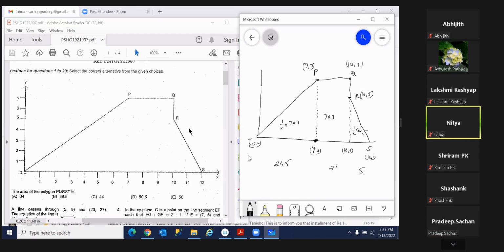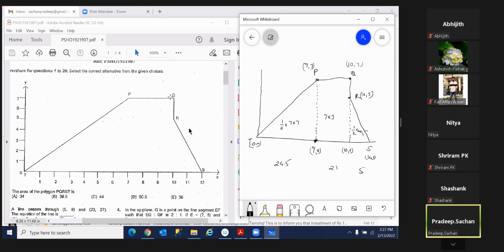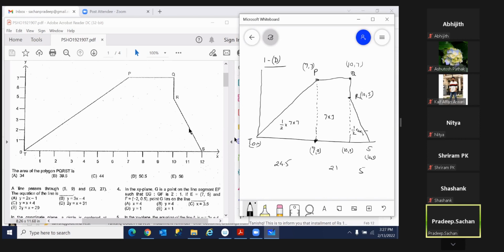Clear? So what answer will we get? Can we just calculate our answer? 50.5. So we will mark which option? D. The D option will become our answer. Correct. So this was our first question.